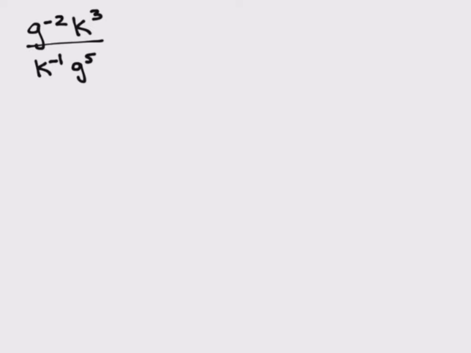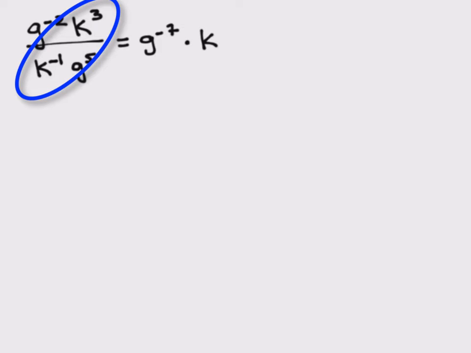We can, of course, use the properties. Let's do the g's first. G to the negative second over g to the fifth. Well, we could just do negative 2 minus 5, which is negative 7. So part of our answer will be g to the negative 7th. What about the k's? K to the third over k to the negative first. 3 minus negative 1 is 4. So we'd have times k to the positive fourth.